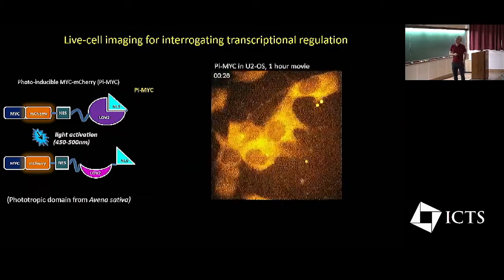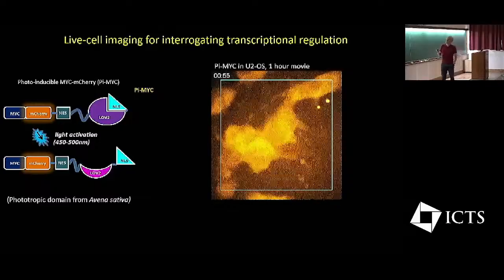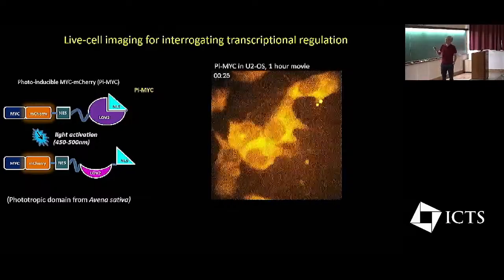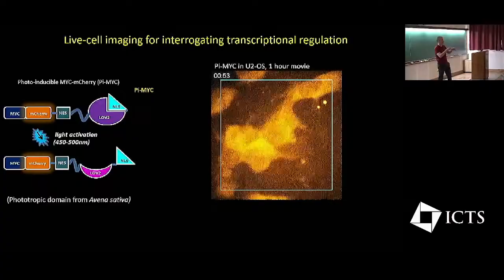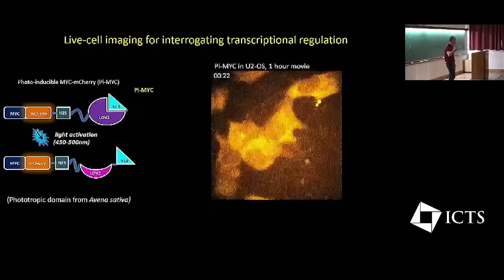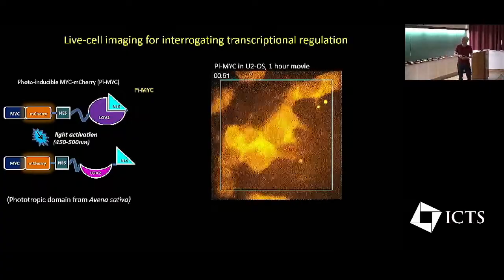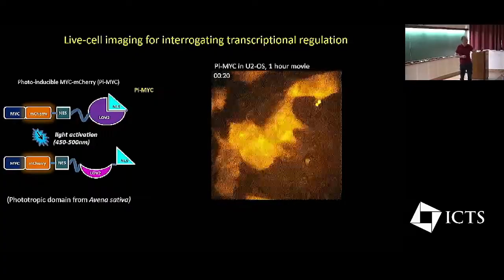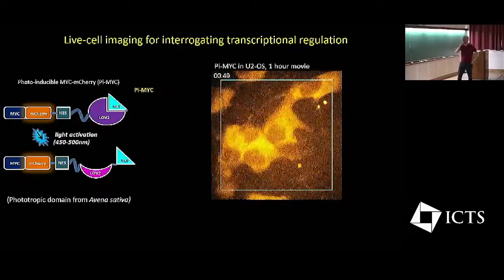And this is what it looks like. Again, now the time scale is on the upper left. Whenever you see a blue box, that's when we turn on the blue light in the cells. So we turn on the blue light, and MYC comes in. It's very fast. It's reversible. It's a little leaky. I wouldn't say it's entirely tight.